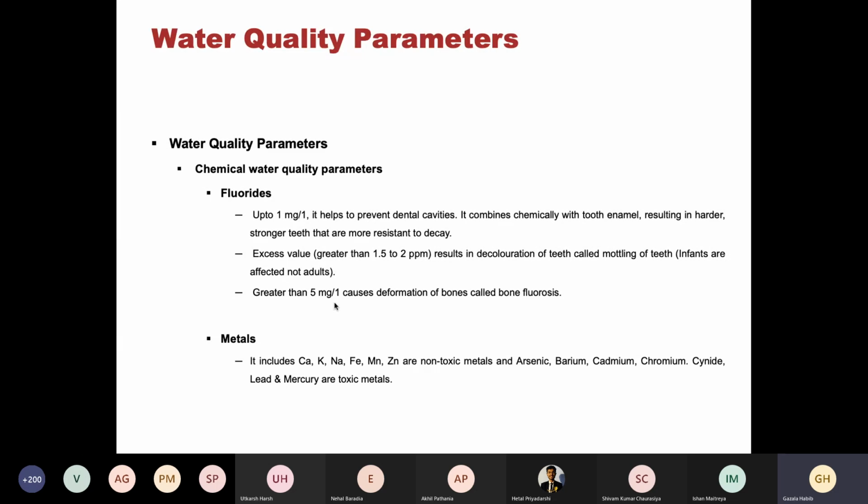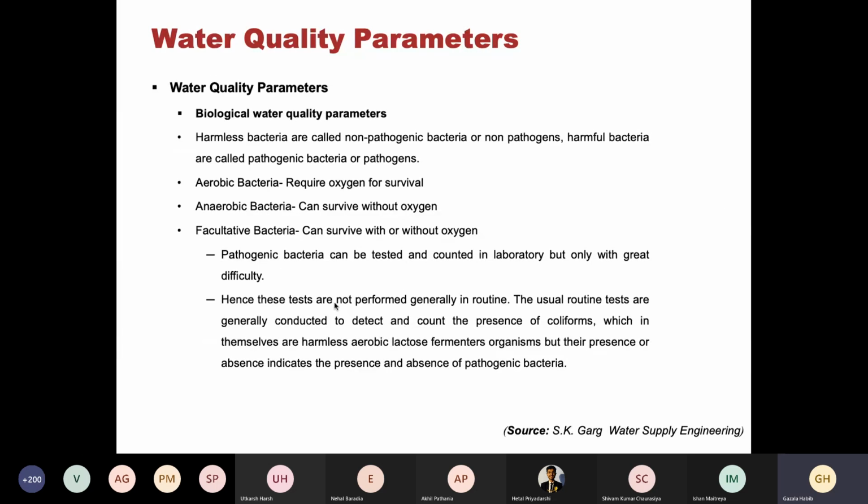So generally ppm here would be on a volume by volume or mass by mass basis. When we convert it to mg per liter, then we have to take the molecular weight to calculate it. I will include that calculation. Okay. So metals. Now biological water quality parameters.